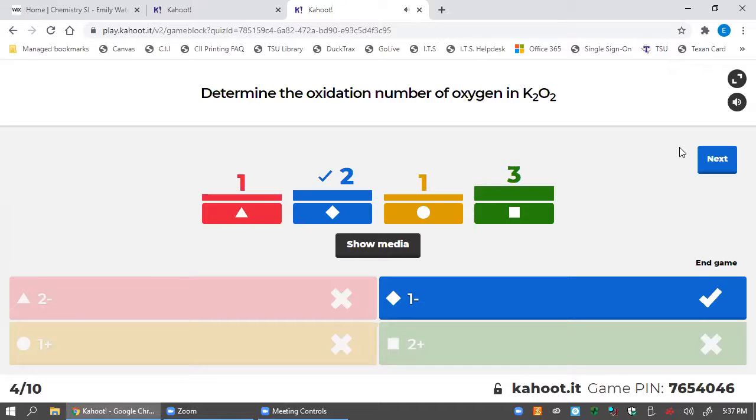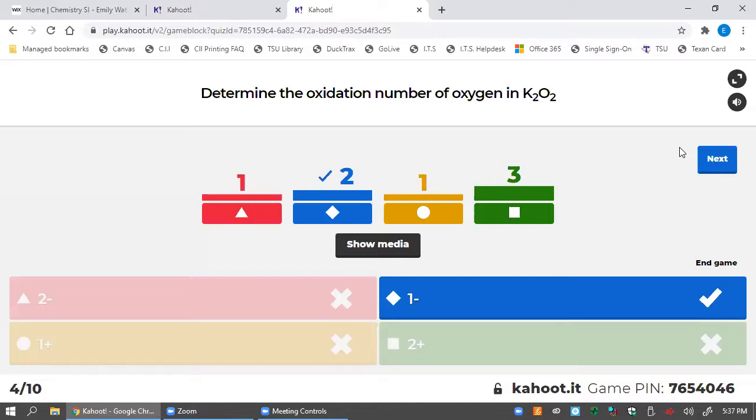So negative 1. So it was asking for oxygen, right? What's the oxidation number of potassium? Do you have a periodic table on you? Because I do not have mine. Okay, so potassium is a positive 1.